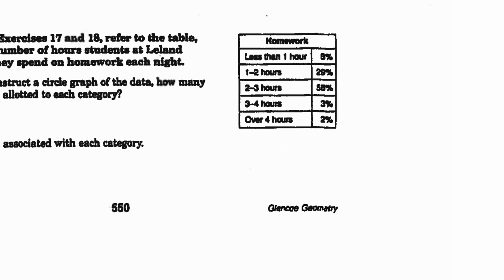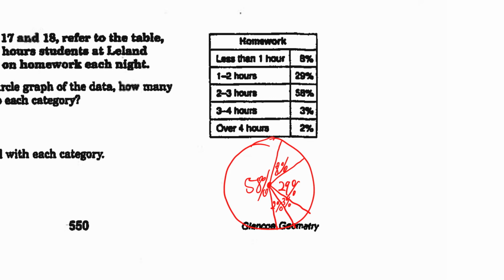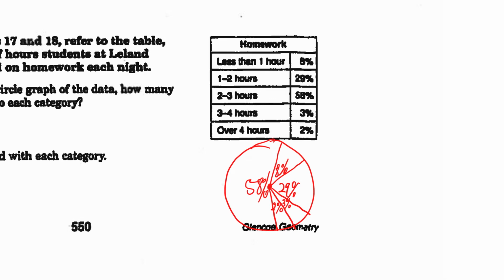Okay, on this one right here, this is where we're splitting it up into a pie chart. So we're going to have this first one that is 8%. You have one that is 29%. You want to have one that's 3%, and then one that's 2%. And then one that's 58%. So we did this last week. So that's the percentage. I want to know how many degrees that slice would be.